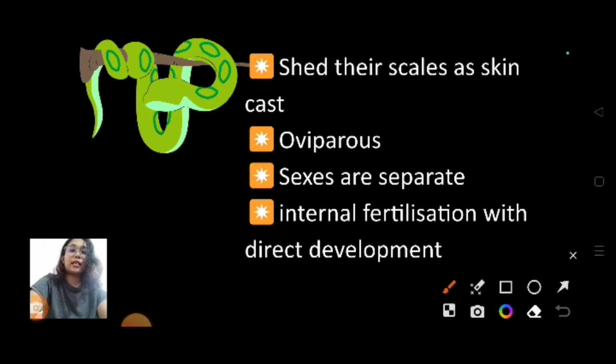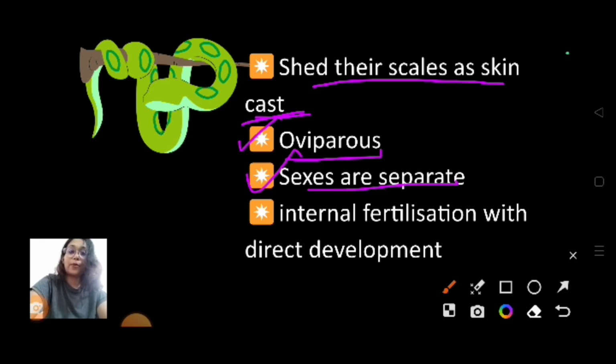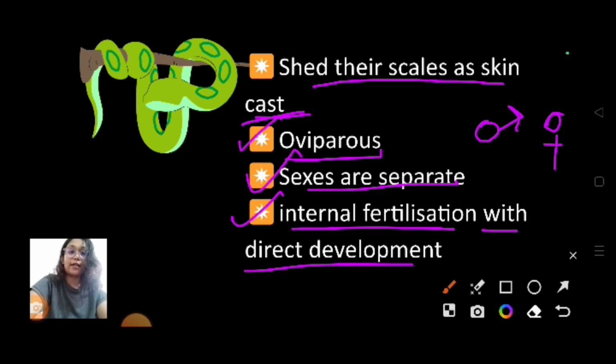They have a tendency to shed their scales as skin cast. You have seen, I guess, the snakes especially, they used to shed their skin in the form of skin cast. Then comes the next point, that is they are oviparous, means they used to lay eggs. Then sexes are separate. Then internal fertilization used to take place with direct development.